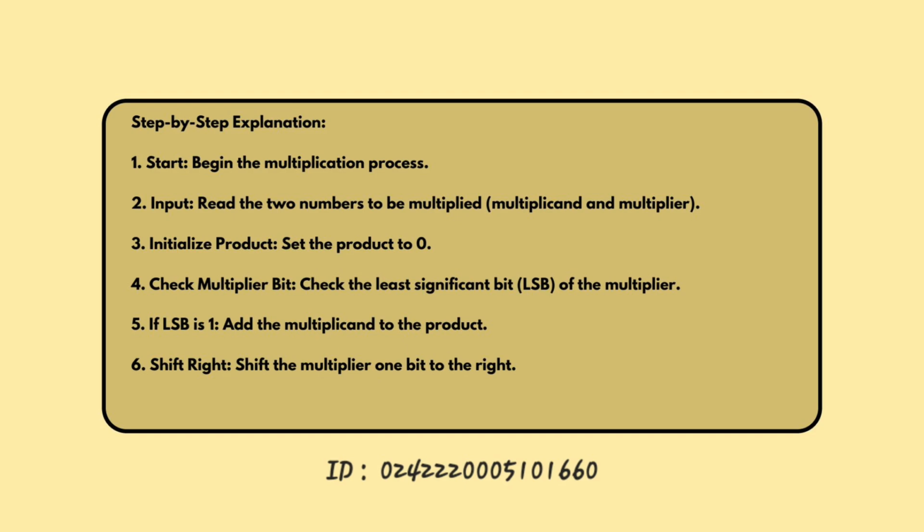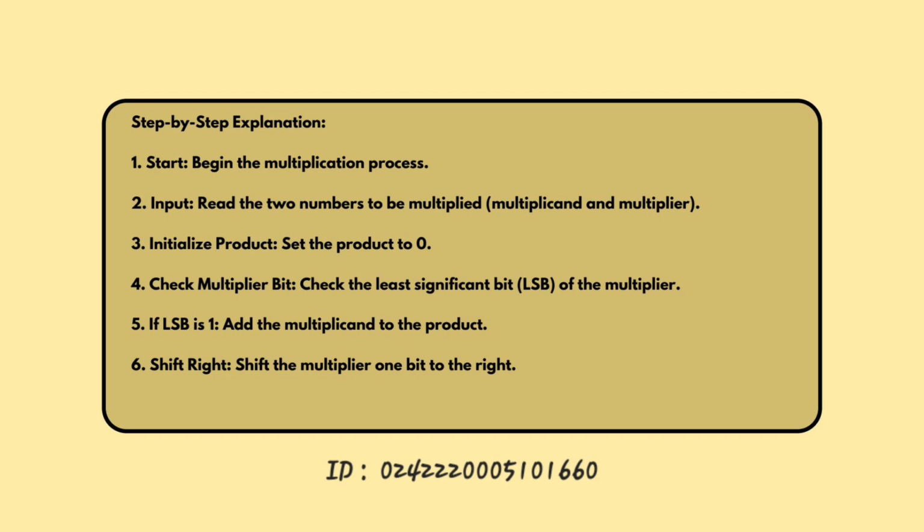In the first step, we start the multiplication process. Second step is input. Here the two binary numbers, the multiplicand and the multiplier, are read into registers. Third one is initialize product. The product register is initialized to 0 to hold the intermediate result. Fourth is check multiplier bit. The least significant bit, or LSB, of the multiplier is checked first.